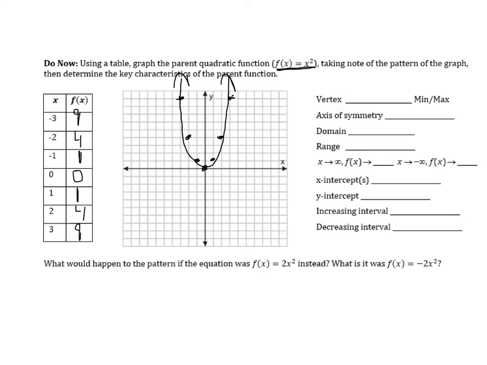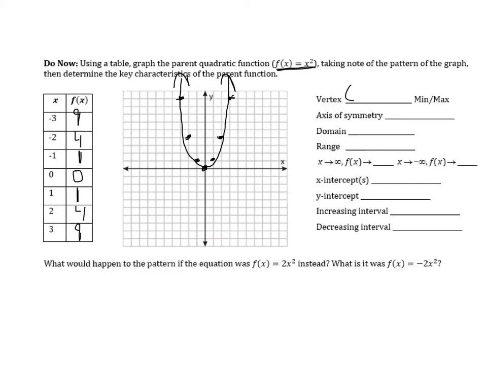So it's important to note here that my pattern from my vertex is that I'm going to move over 1 and up 1 in both directions. And when I move over 2, I move up 4 in both directions. When I move over 3, I move up 9 in both directions. So like I said, that pattern itself is going to come in handy for this lesson. So let's just fill out these key characteristics as a review from the first lesson, 9.1.